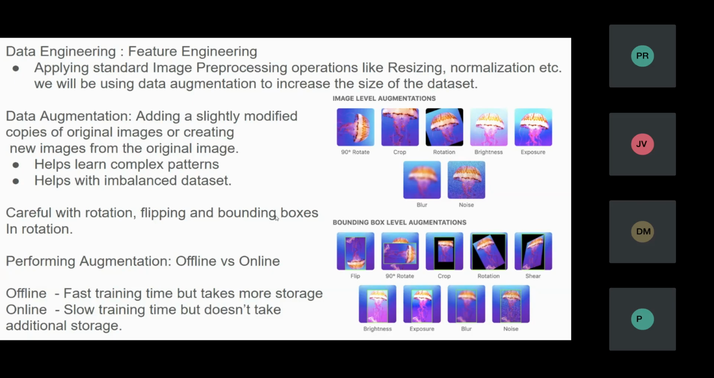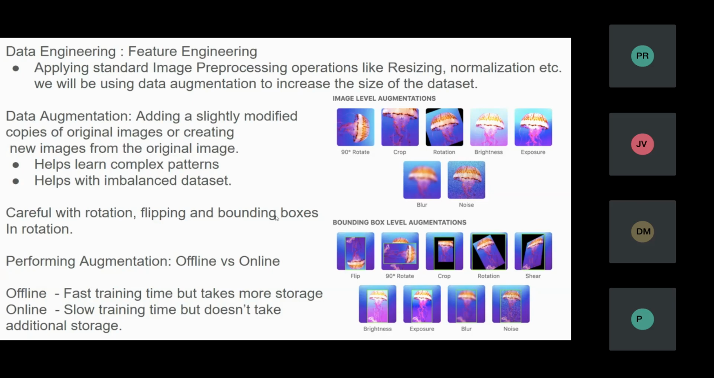Also, when we use data augmentation for images, we have to be careful with the settings of rotation, flipping, and bounding boxes, as those can push the objects out of the image frame, and then we have no use for the image.